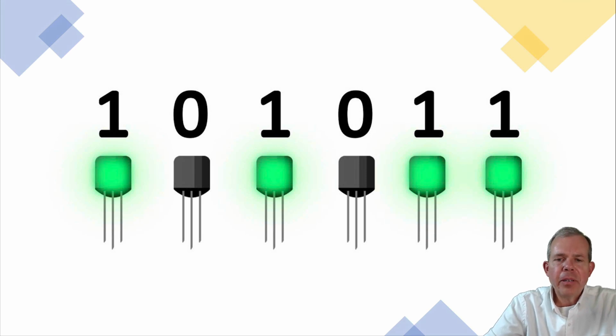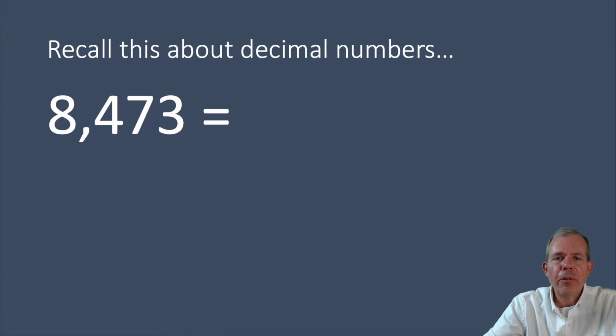So you likely know that computer circuits have either an on or an off value, which are represented in numbers as a 1 or a 0.